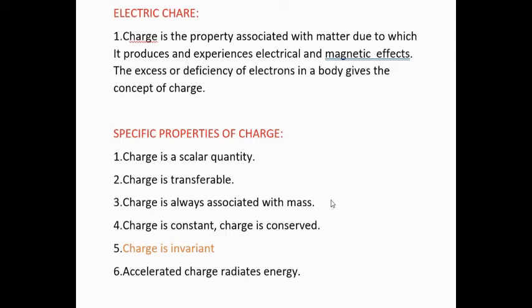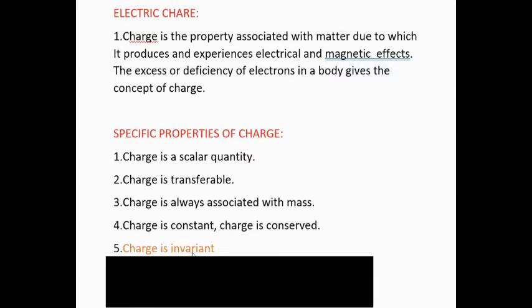If two bodies are there, for example, one body has 3 coulombs of charge and the other body has 5 coulombs of charge, even if we touch each other and again remove them and make them far away, then also total charge will be conserved. So we can say that charge is constant and charge is conserved. And we can also say charge is invariant.